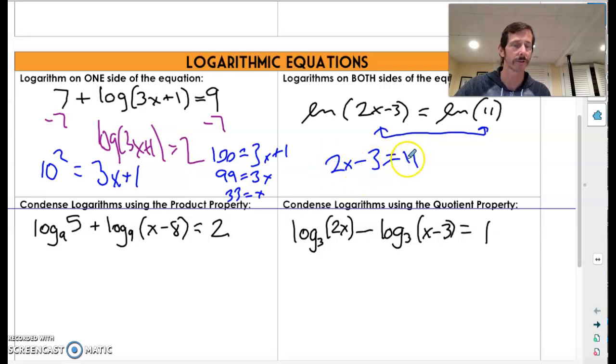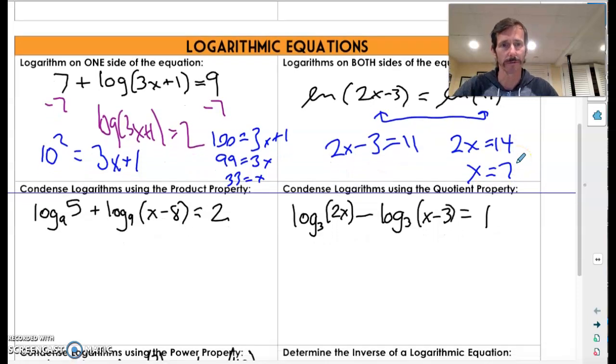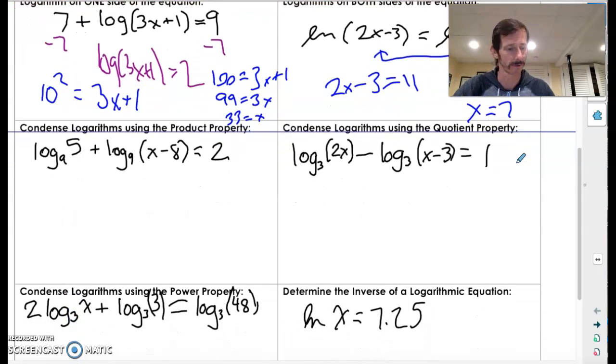And again, now it's just regular algebra. I'm going to add 3 to both sides, and I'll get 2x equals 14. And then I divide by 2, and I get x equals 7. And again, the only reason I'm not showing you those steps is I sort of don't have enough room to do it because of how large I'm writing.